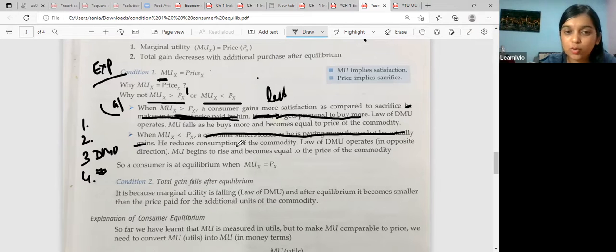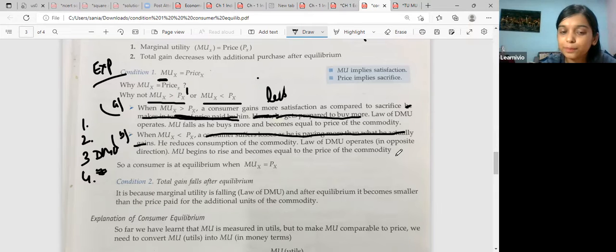Just make your own things. And then you will write B: MUX is less than PX. Then, a consumer gains less satisfaction as compared to the sacrifice. And then he reduces consumption of the commodity. Law of DMU operates (in brackets) in opposite direction. MU begins to rise and keeps on rising till it becomes equal to the price of the commodity.